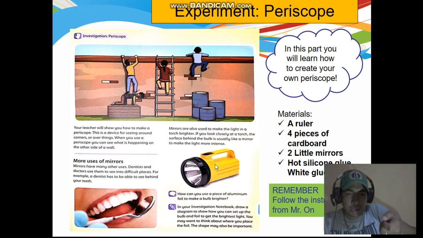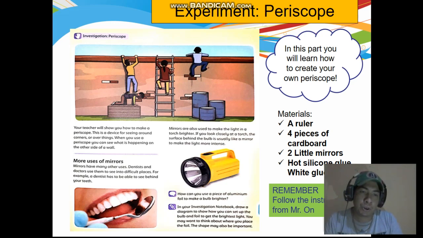Also in a torch, the torch has a very tiny bulb, but it's surrounded by foil paper or sometimes mirrors. This helps to intensify the light of the little bulb. The question here says, how can you use a piece of aluminum foil to make a bulb brighter? That's what I was talking about. In your investigation notebook, you're gonna draw a diagram. We're gonna do it later because I wanted to talk to you about the periscope.